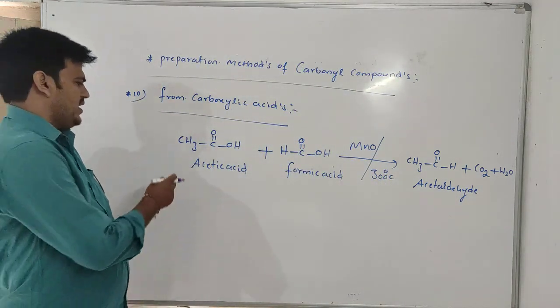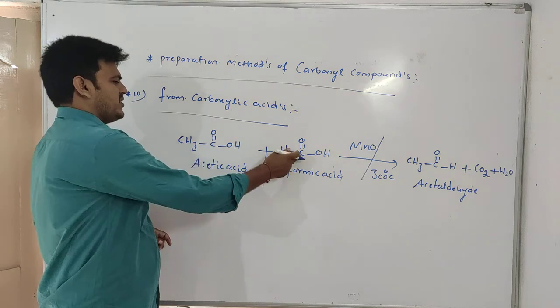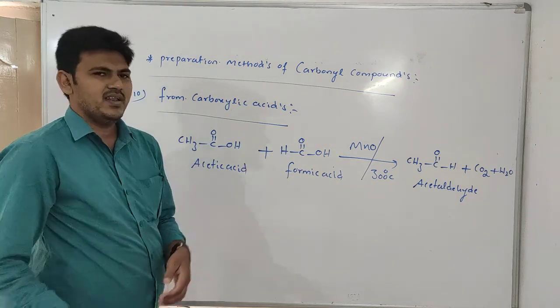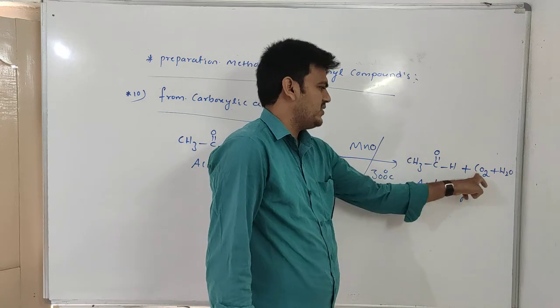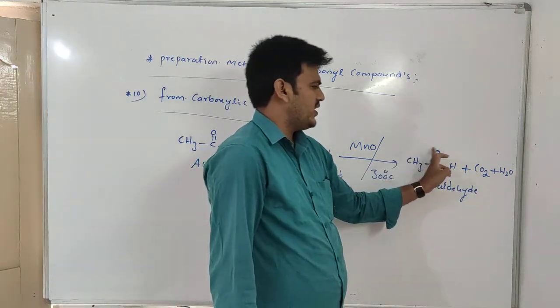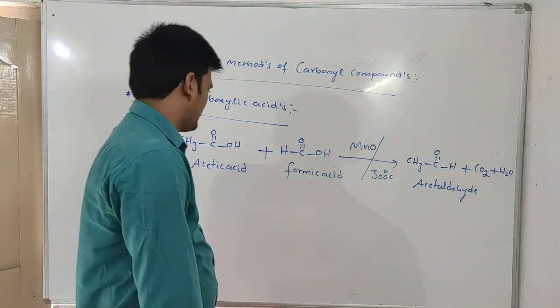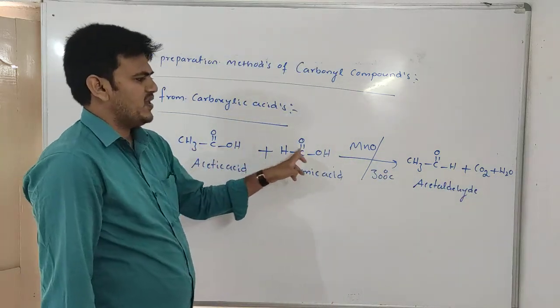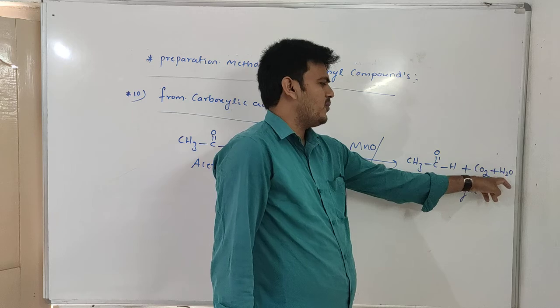For example, first carbon atom, second carbon atom, third carbon atom. Total carbon atoms are 3. On the product side, the same 1, 2 and 3 carbon atoms. Oxygen atoms: 2 plus 2, 4, and on the other side 1 plus 2 plus 1, 4 oxygen atoms. Hydrogen atoms: 3 plus 1, 4, 4 plus 2, 6.